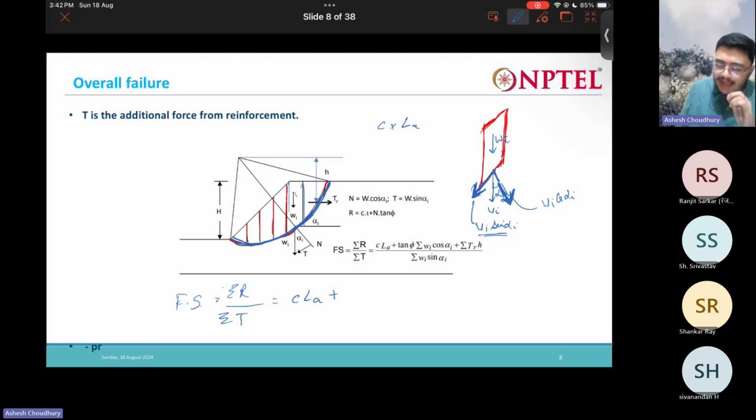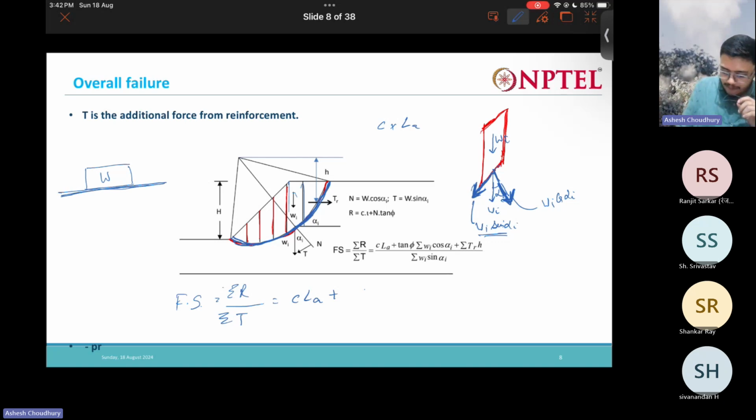Okay, c into LA, cohesion times the total length, plus next we have to write the frictional resistance that will be occurring. Frictional resistance. Now see, frictional resistance always is what? What is frictional resistance? So say you have a block of wood, of weight W, lying on a plane surface.